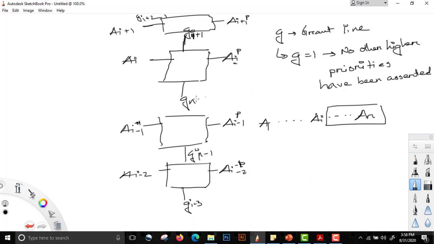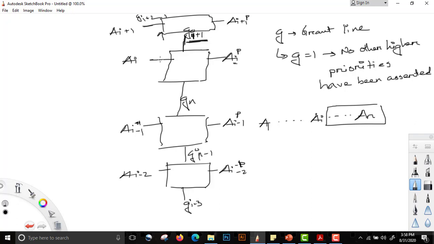So this is the logic. The logic is different, the blocks are cascaded, and it is to be noted that this would be equal to 1 if none of the blocks in the upper segments have been asserted, that is, none of the outputs of the upper segments are 1, and this will have to become 0 if any of the blocks has been asserted.